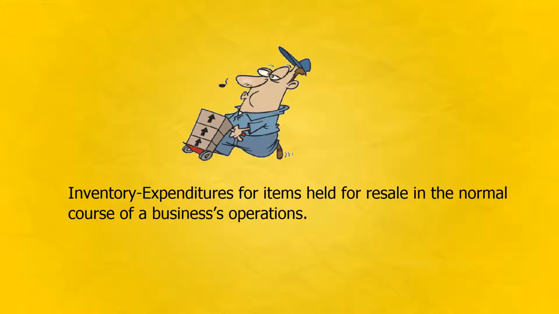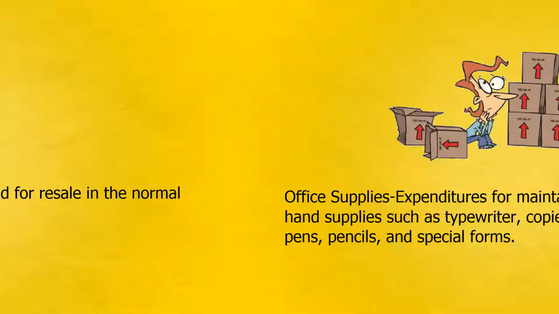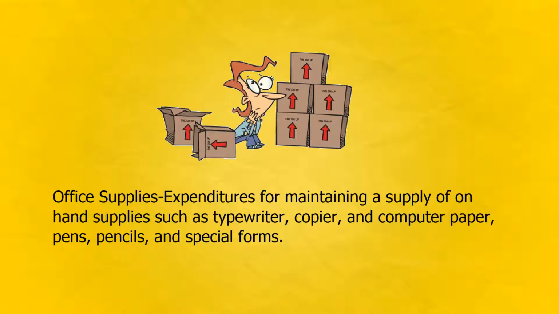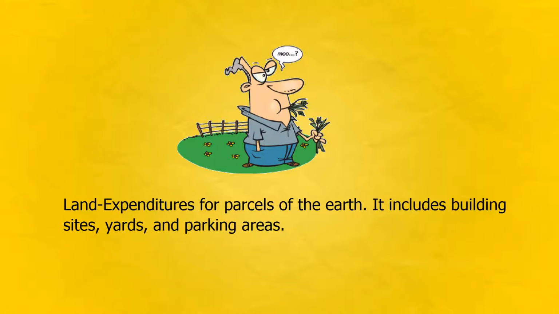Inventory: expenditures for items held for resale in the normal course of a business's operations. Office supplies: expenditures for maintaining a supply of on-hand supplies such as typewriter, copier, and computer paper, pens, pencils, and special forms. Land: expenditures for parcels of the earth. It includes building sites, yards, and parking areas.